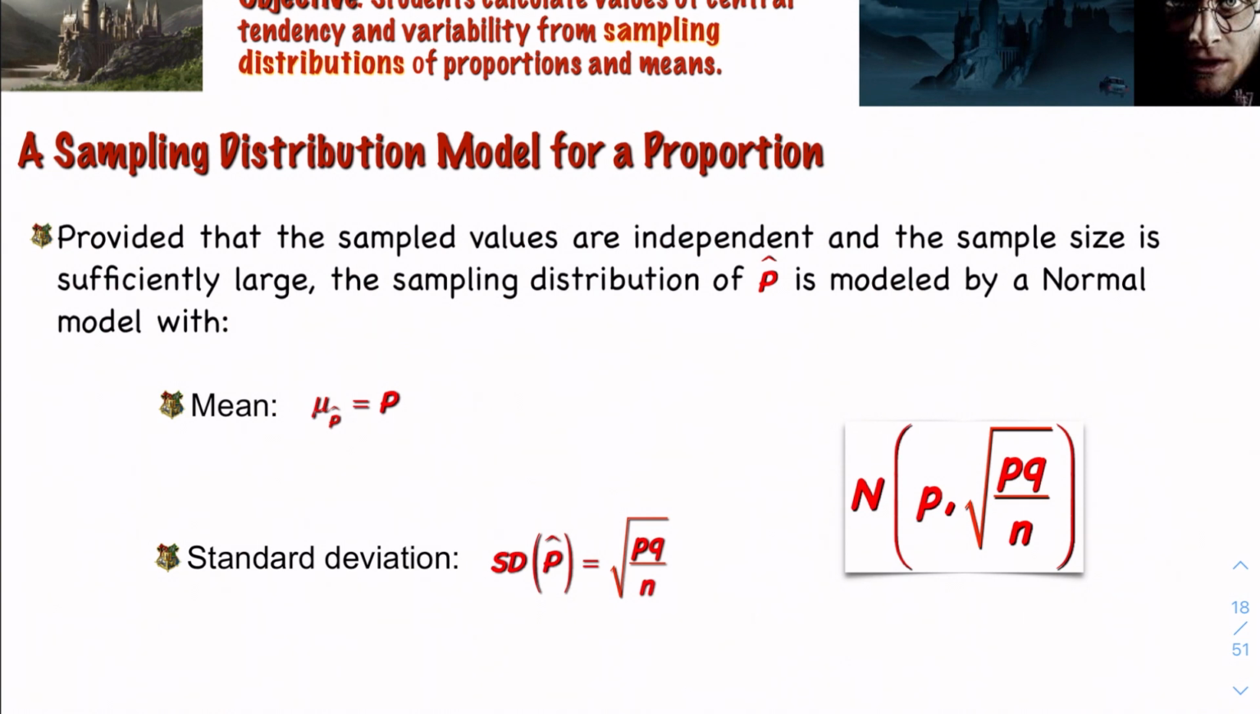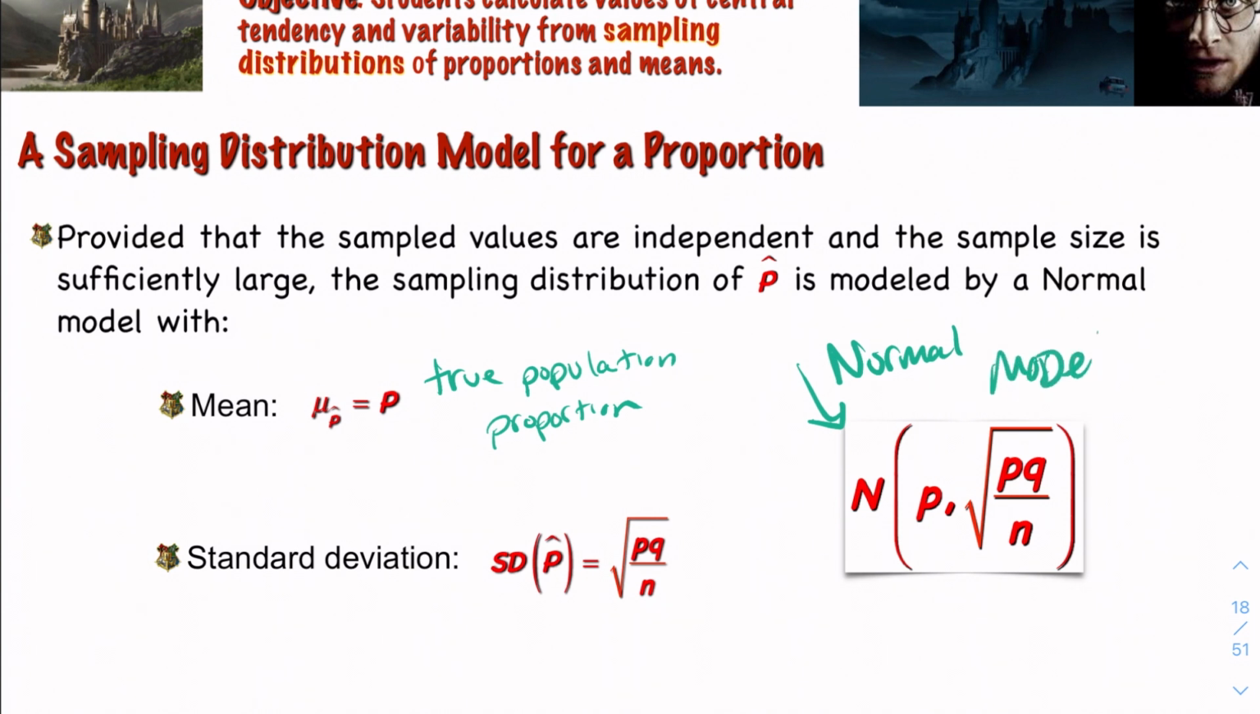Provided that the sample values are independent and the sample size is sufficiently large, the sampling distribution of p hat is modeled by the normal model with a mean of p, our true population proportion, and a standard deviation of the square root of p times q divided by n. So this is how we justify using a normal model. And you should think, whenever we use a normal model, draw a picture, please.